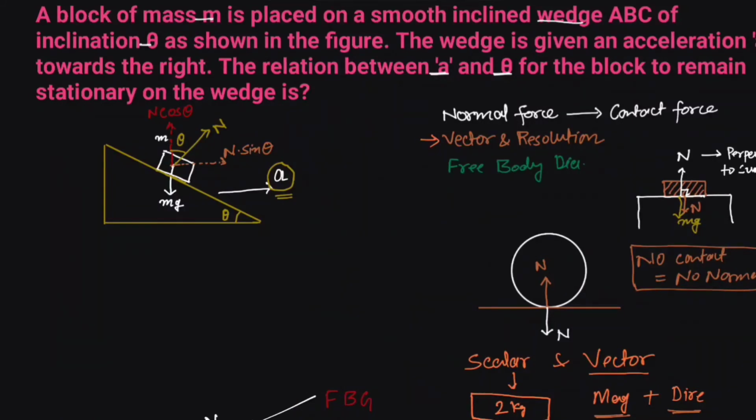So let us make the free body diagram of the block only. The block is like this. mg is the vertically downward force, that is the weight of the block. N is the normal reaction applied by the wedge on the block. There is no movement of the block in the vertical direction. Only the block is moving in this direction.